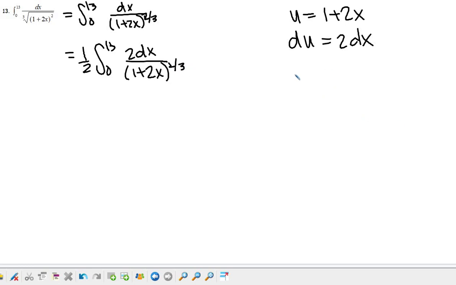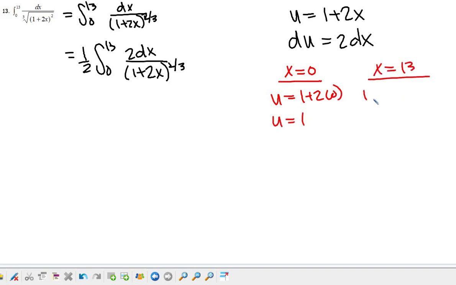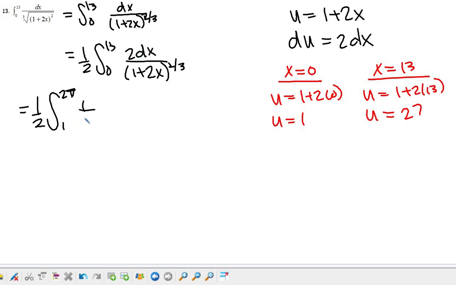So before I write the next step, I'm going to see what my bounds are. So that's my lower bound, which means u would be 1 plus 2 times 0, which means u is 1. When x is 13, u would be 1 plus 2 times 13, which would be 27. Okay, so we have then 1/2. My new bounds, 1 to 27. This becomes du, and I have 1 over u to the 2/3 du.